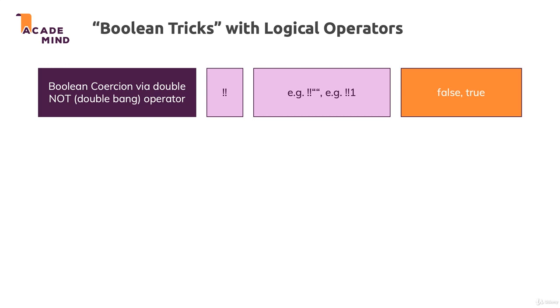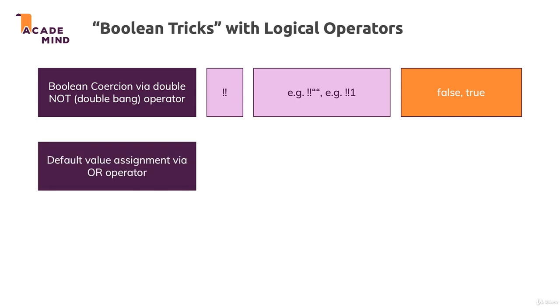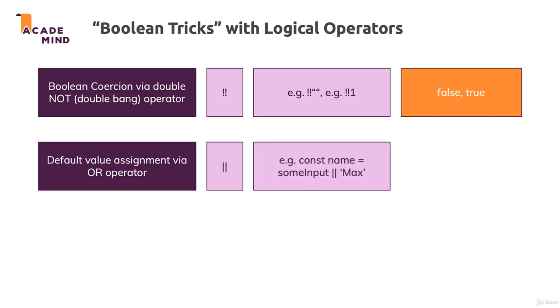Another nice trick is related to how JavaScript works with the OR operator. You can use it to assign a default value to a constant or variable. So you learned about that OR operator, of course, and as I just said, you can use it to assign a default value with this syntax here. Now what does this do? This will check some input. And now imagine that some input is another variable or constant that holds some user input and that might be empty. Now remember that an empty string is a falsy value, is treated as false.